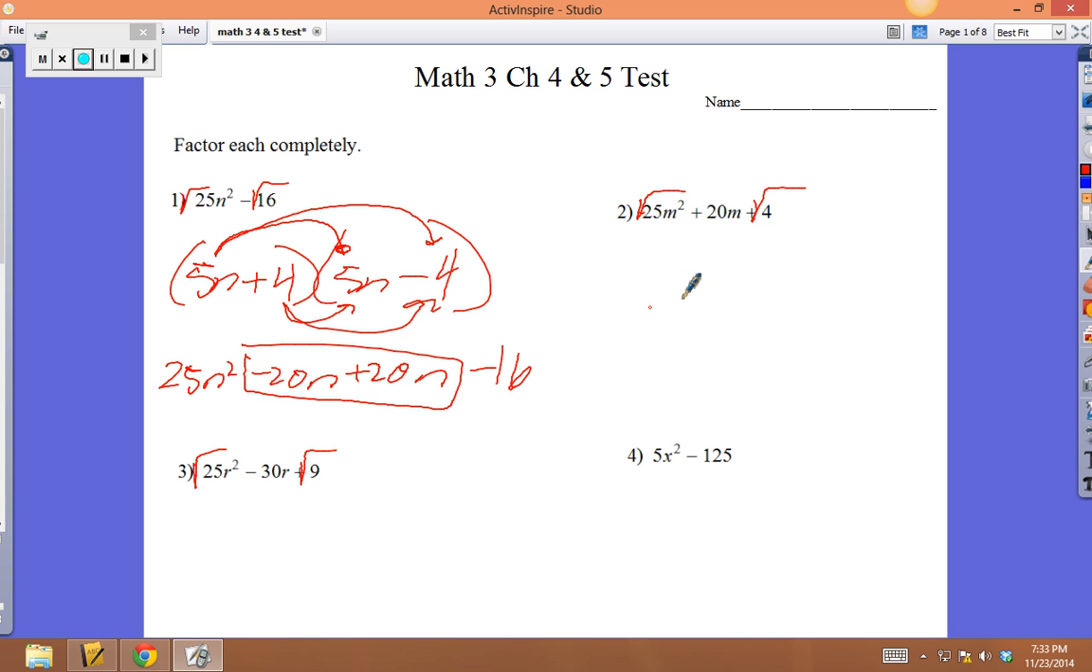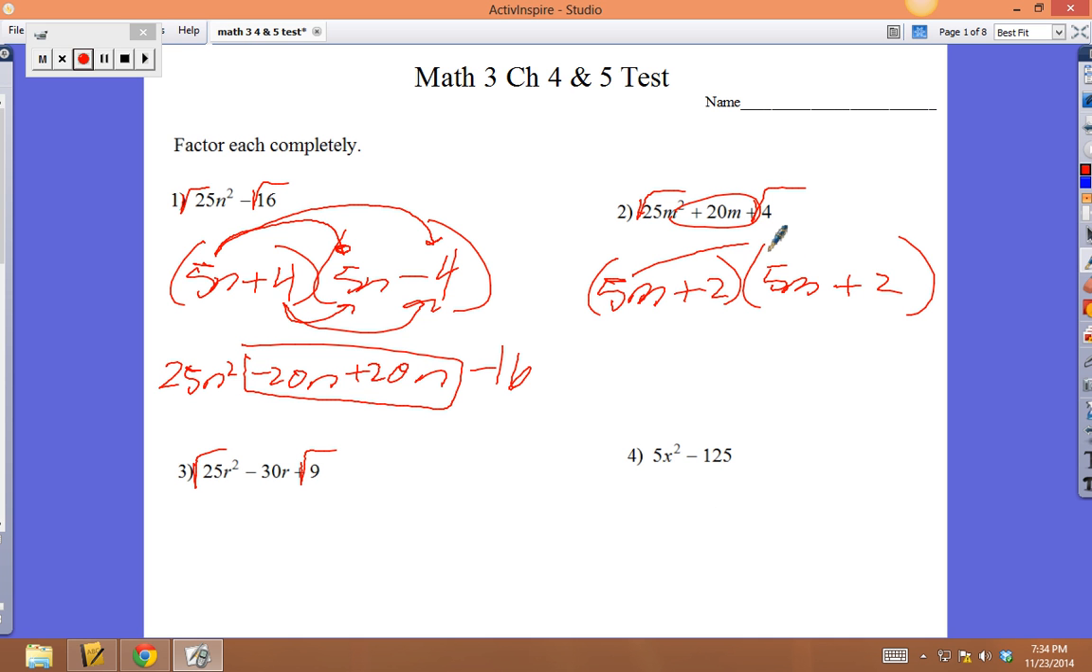Number 2 has a middle term, but we're not even really going to worry about it. You're just going to look at your first and your last, and if they both start with squares, then you're going to follow this model. They multiply to get a 25m squared, they multiply a 5m and a 5m. They multiply to get a 4 by a 2 and a 2. And since the middle now is positive, I know that it's got to be a plus and a plus.